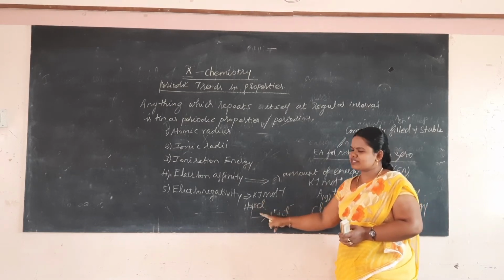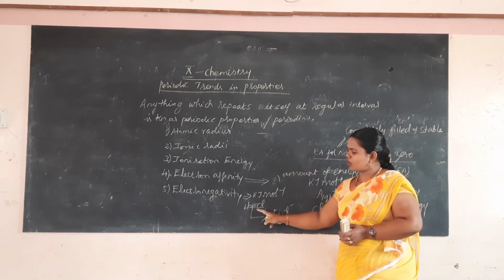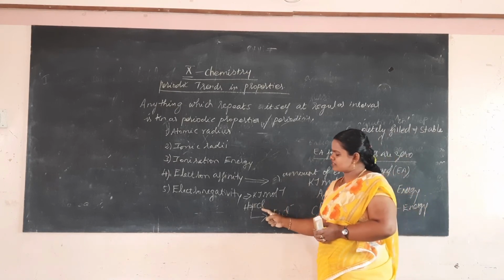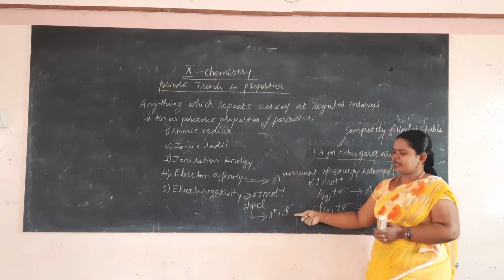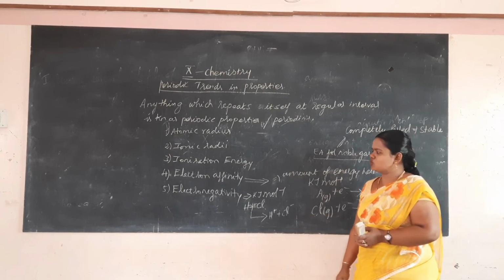Which is that molecule? Cl. The tendency of an atom in a molecule to attract the shared pair. Which attracts the shared pair? Cl attracts the shared pair of electrons towards itself. So this is electronegativity. It is expressed in kilojoule per mole.